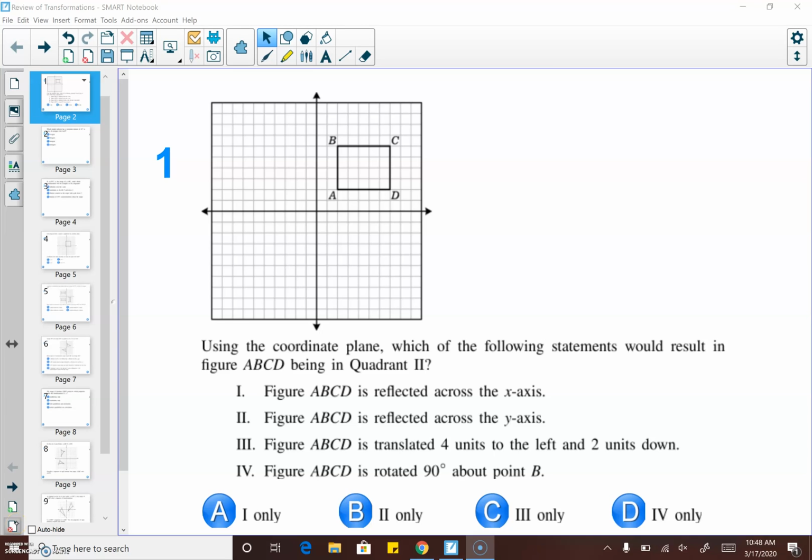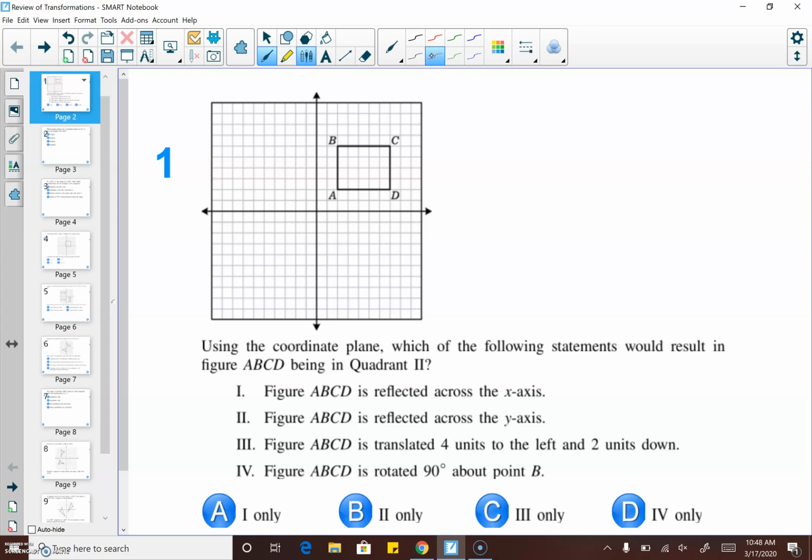Hello everybody. So for our first review assignment during this off period, we're going to work on our review of transformations. So the first one says, using the coordinate plane, which of the following statements would result in figure ABCD being in quadrant number 2?